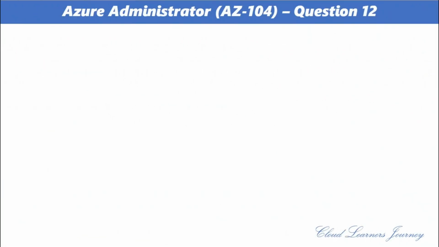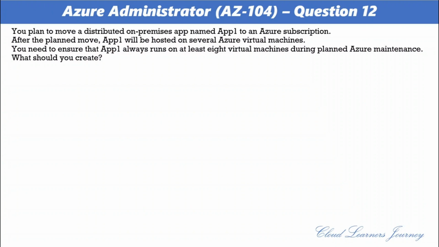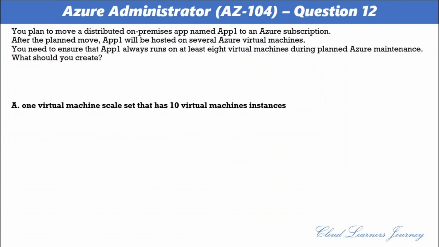Next, question number 12. You plan to move a distributed on-premises app named App1 to an Azure subscription. After the planned move, App1 will be hosted on several Azure virtual machines. You need to ensure that App1 always runs on at least 8 virtual machines during planned Azure maintenance. And the options are A.